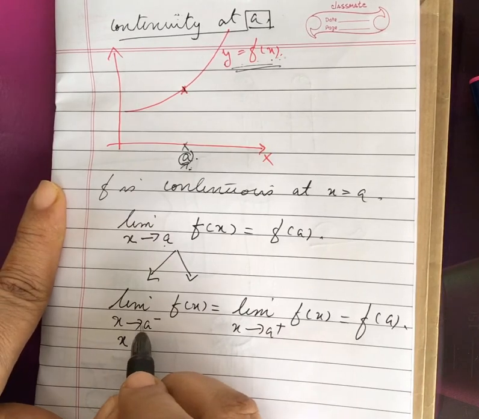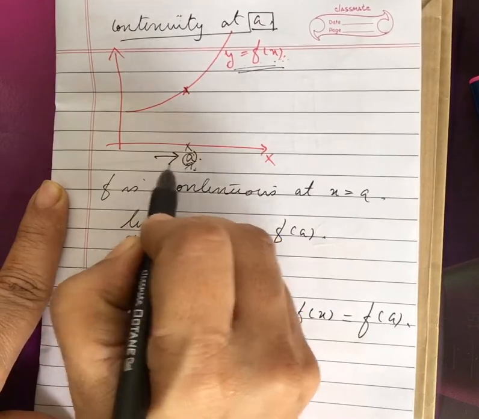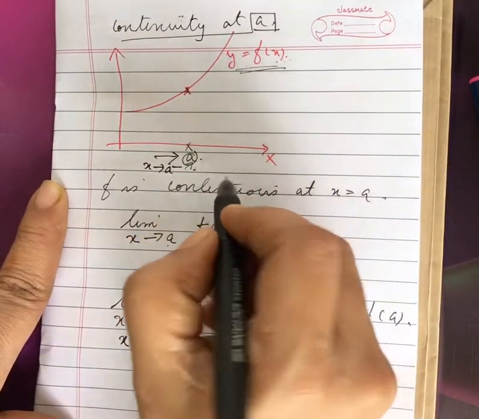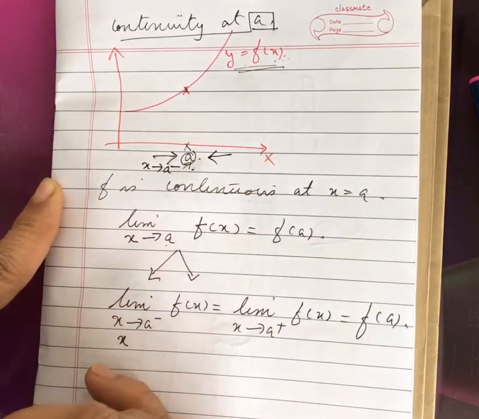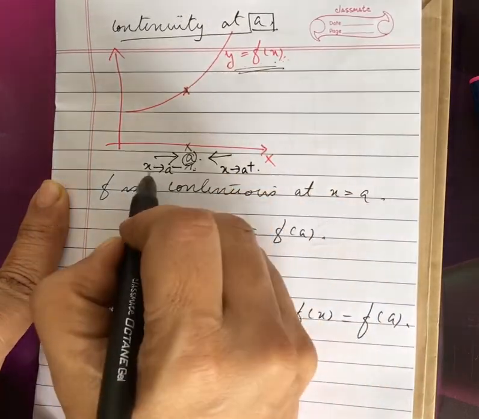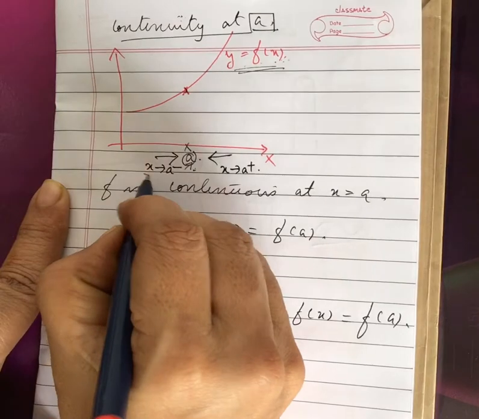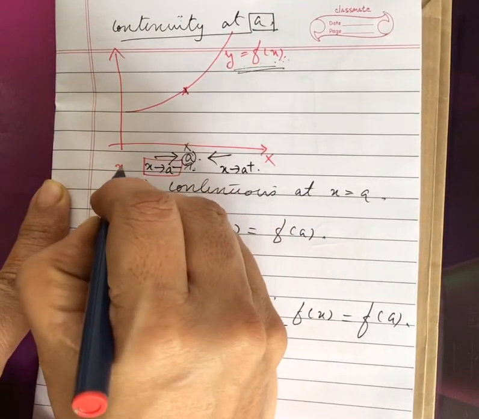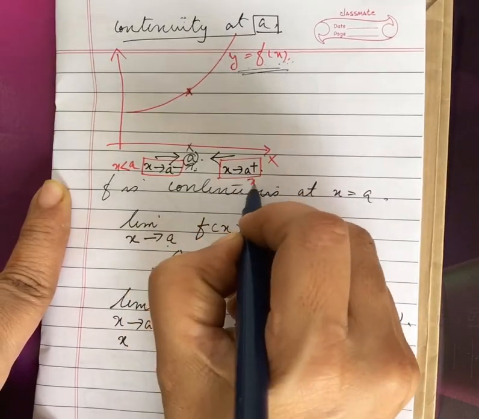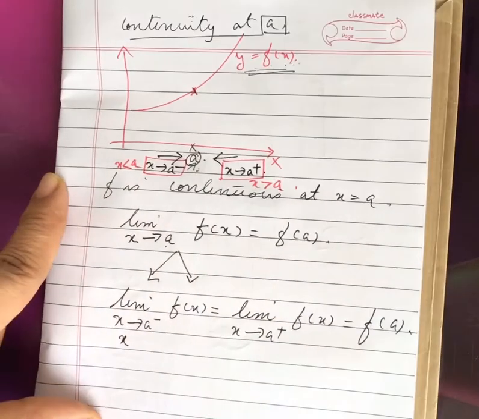That means when x approaches a minus, x is taking values left of a. So here we say x approaches a minus, and here we say x approaches a plus, that is from the right of a. In other words, x approaches a minus means x is less than a, and x approaches a plus means x is greater than a. x is taking values greater than a.